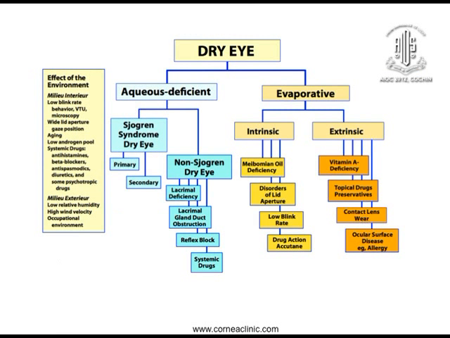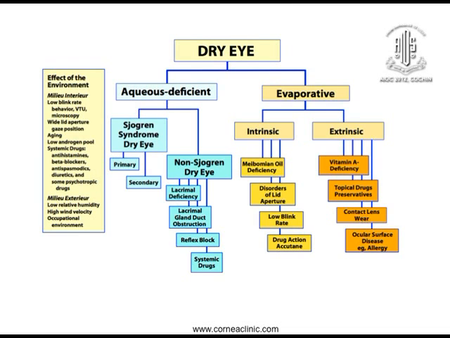Basically, if you want to classify the dry eye, this classification is again from the dry eye workshop committee, which met in 2007. And it classifies the dry eye into two compartments, one which considers deficiency of the aqueous component of the dry eye, and the two main divisions are the Sjogren's and the non-Sjogren's dry eye. Sjogren's can again be primary or secondary, depending on whether there are systemic associations or not. And the non-Sjogren's can be the various forms of either lacrimal gland abnormalities or duct obstruction or reflex block or effect of systemic medication.